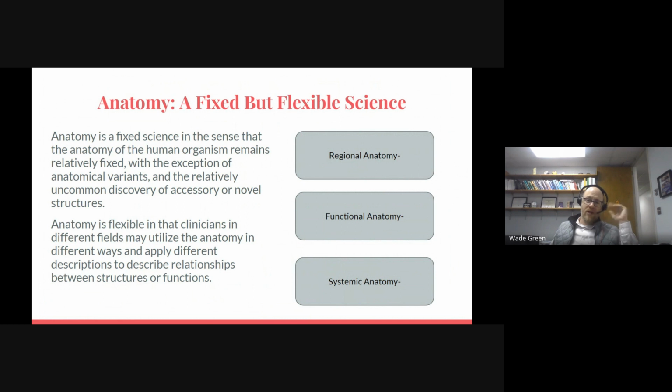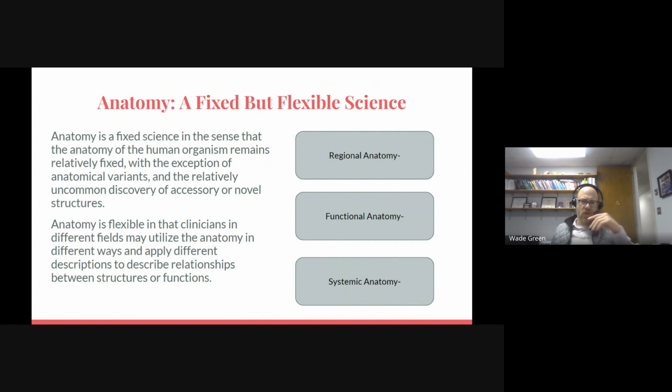One important point that I do want to make is that anatomy is used in different ways by different professionals, by different scientists, by different clinicians. The way that the vast majority of us, particularly within healthcare, are going to learn our anatomy is going to be through regional anatomy.